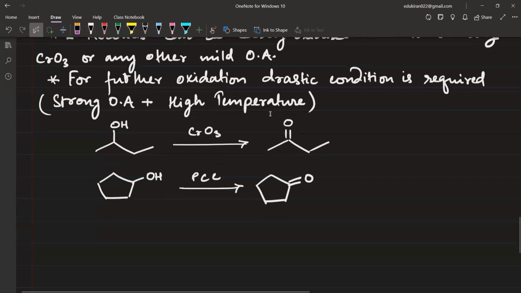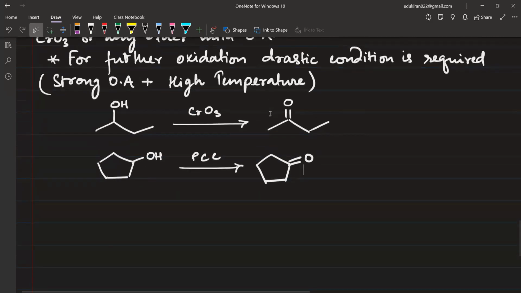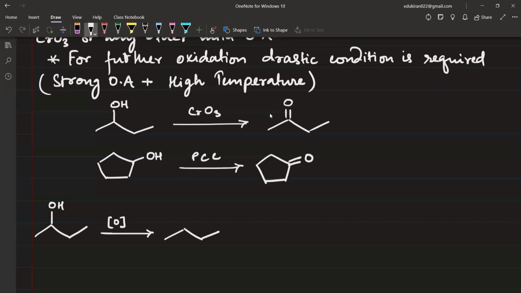Now, if we are using a very strong oxidizing agent, so let us suppose I have this 2-degree alcohol, and I use strong oxidizing agent, and this gives me first of all ketones, and then when I use again a strong oxidizing agent in the presence of heat, then what will happen? The bond will rupture like this. Okay, so the bond will break. Carbon-carbon bond will break because of heat, and you will get 2 carboxylic acids.